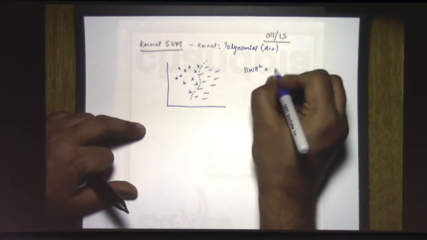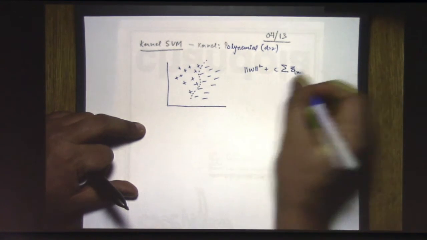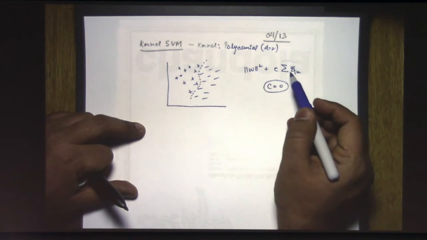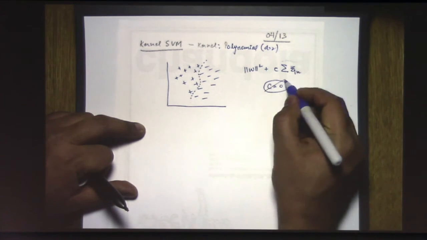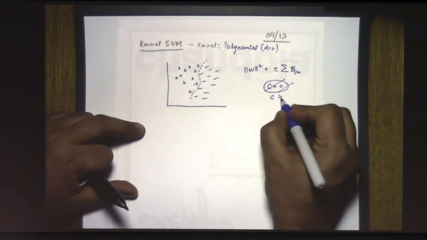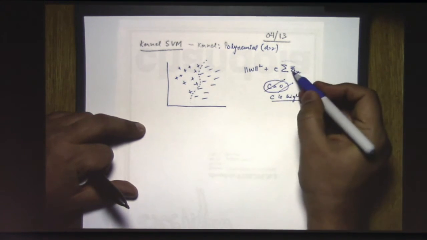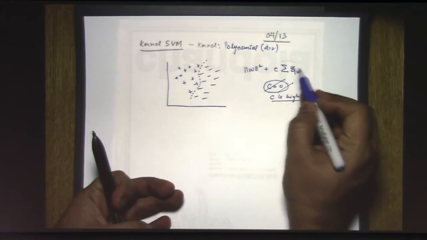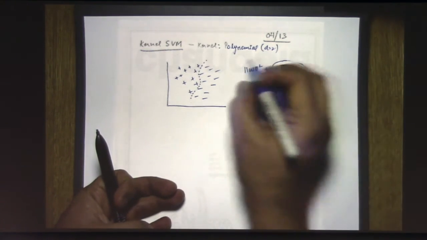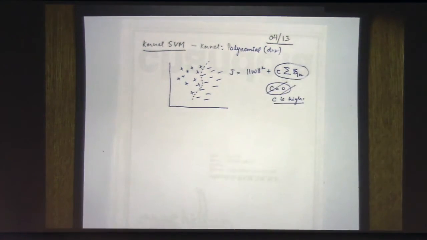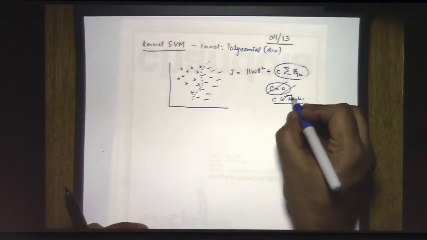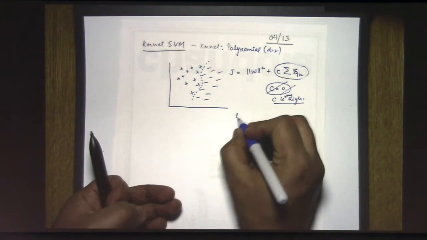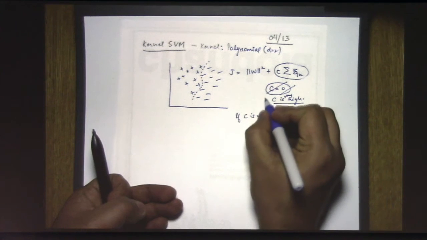Which basically means that C is very high. That means you're not allowing any slack at all. If you allow any slack, the penalty you have to pay in your objective function will be very high. So if C is very high, the solution will be such that there is no slack at all.